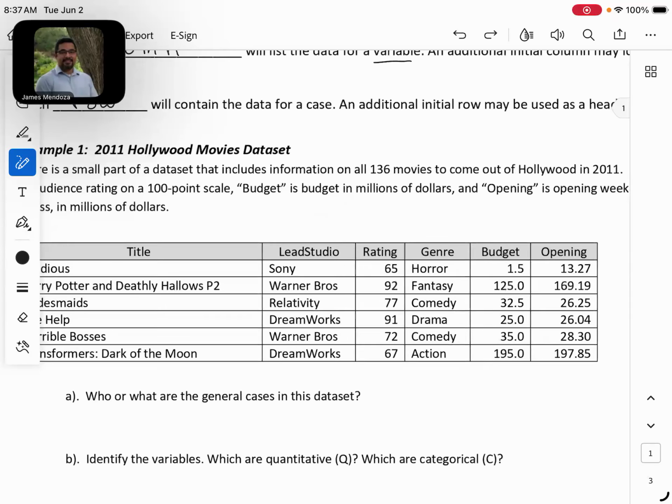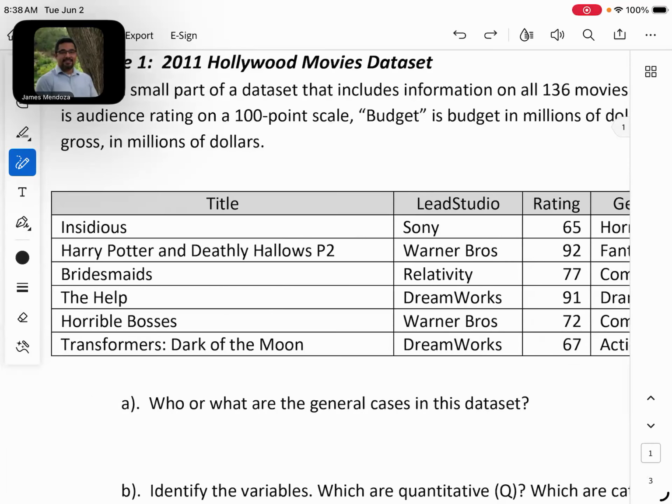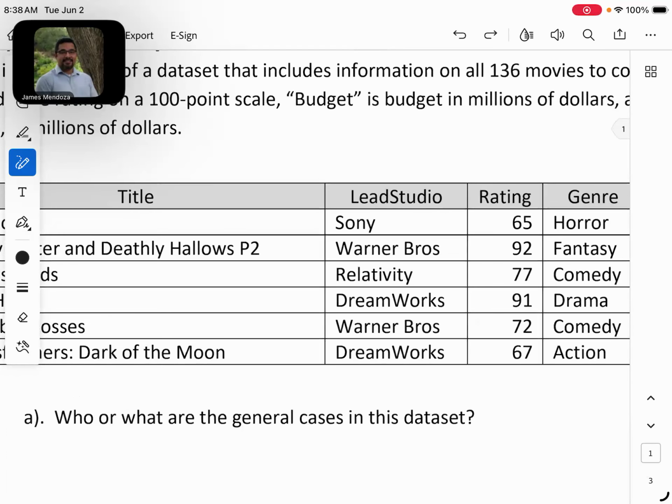Now, when you look at the first column here, you're thinking, wait, isn't this column one? Column one right here is really just an identifier, like the name of each movie. It's not a variable, it's just an identifier. This column right here is which studio made that particular movie. So the first movie, Insidious, was made by Sony.